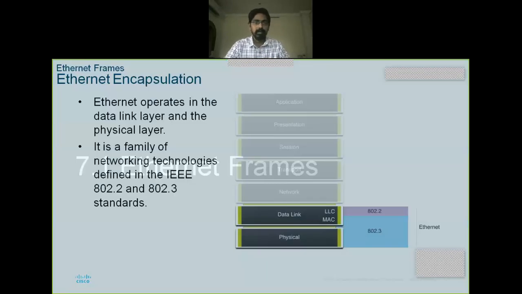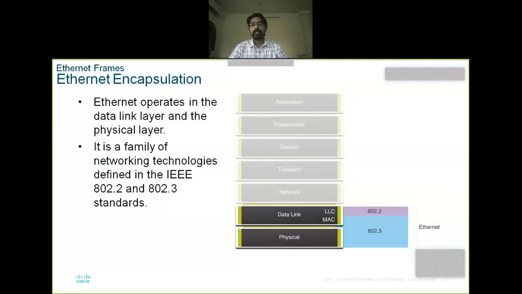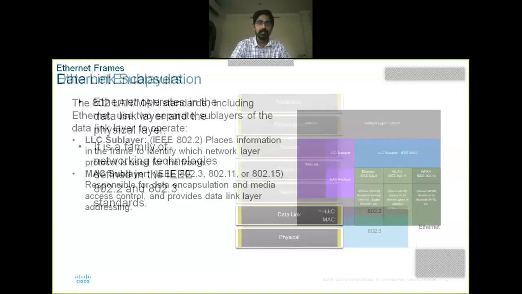Coming to the first subtopic, the Ethernet frame. What is an Ethernet frame? This frame is found at the data link layer. Ethernet operates at the data link layer. 802.2 and 802.3 are the two important standards provided by IEEE. These are the important standard networking technologies. We will learn how Ethernet operates at the data link layer and the physical layer.